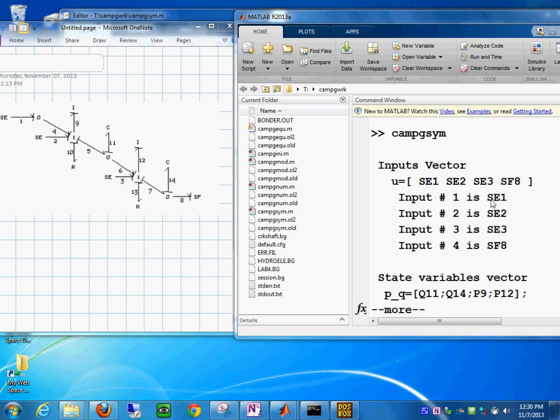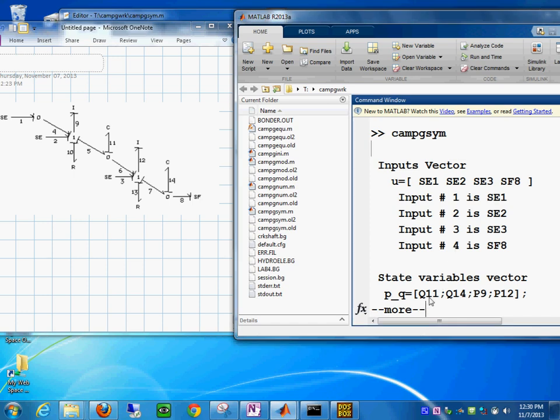But you can see in here what the computer is telling you. It has SE1, SE2, SE3 as inputs. Those are these. And then you have SF8, which is over here, which is a gate that we are going to close to illustrate how this power plant works. In here, you have Q11, which is the volume in the first tank. Q14 is the volume in the second tank. And then you have P9 and P12. Those are the momentums of the water inside the pipes. Those are your state variables.